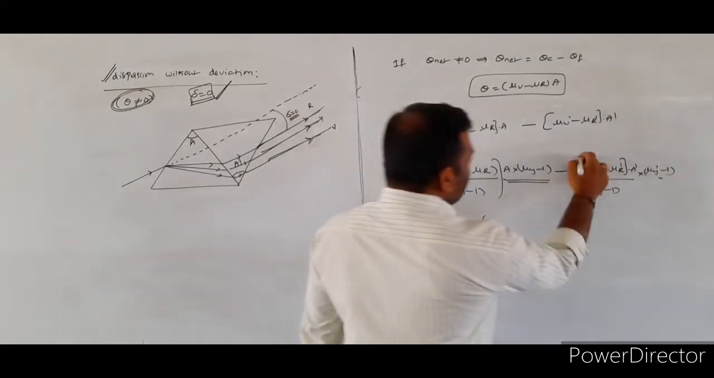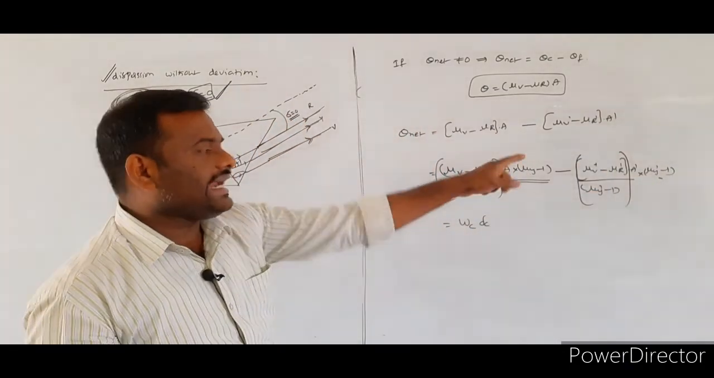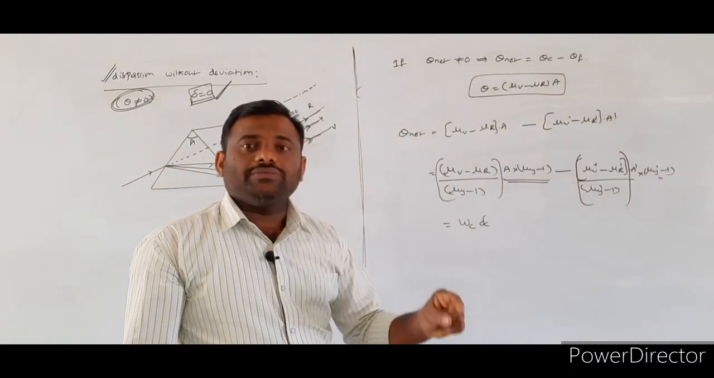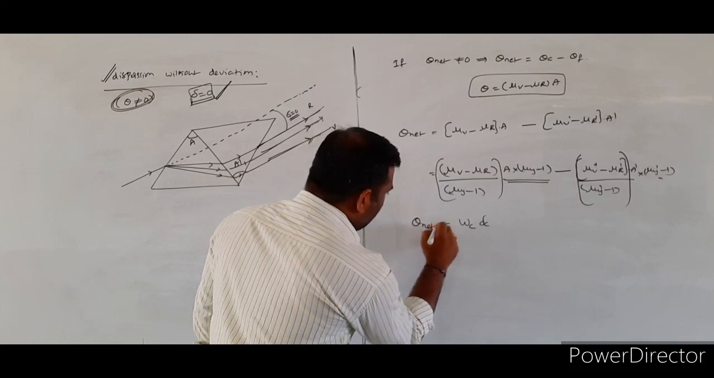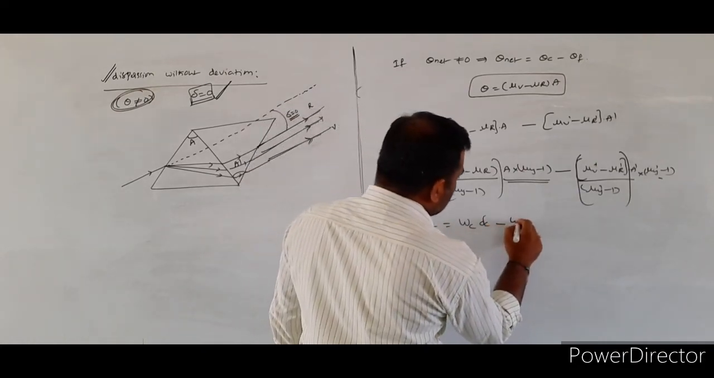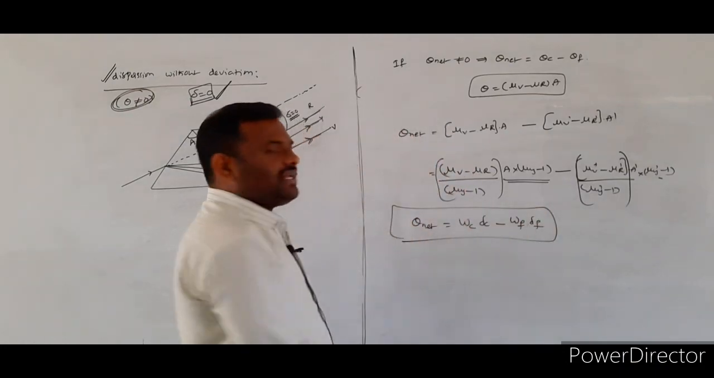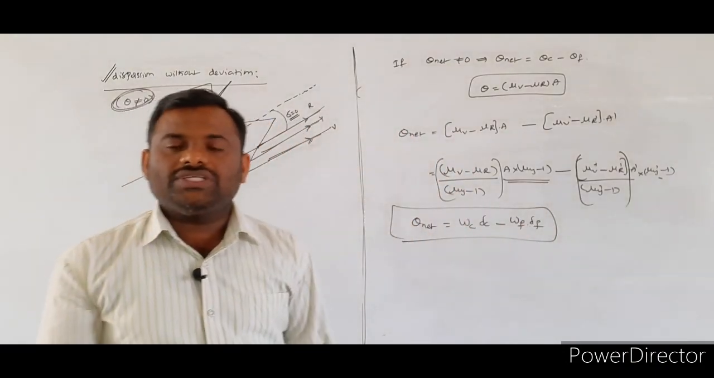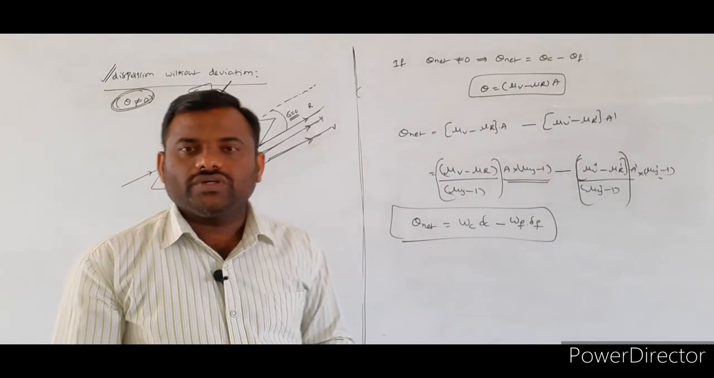Similarly, this term gives the dispersive power of the flint glass, and the second term gives the deviation produced by the flint glass. Therefore, theta net, the angular dispersion, is equal to omega c delta c minus omega f into delta f. So like this we explain the dispersion without deviation. Okay, thank you.